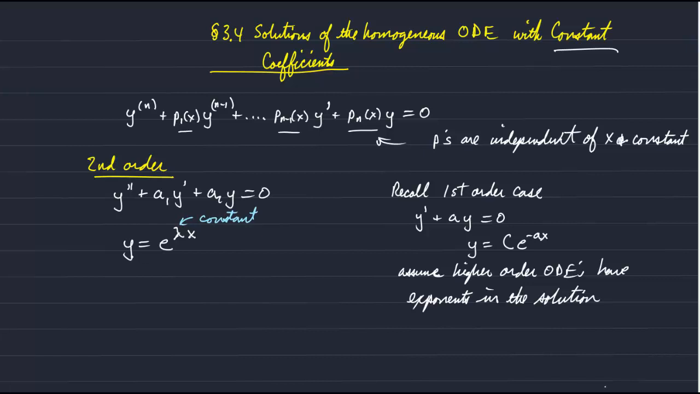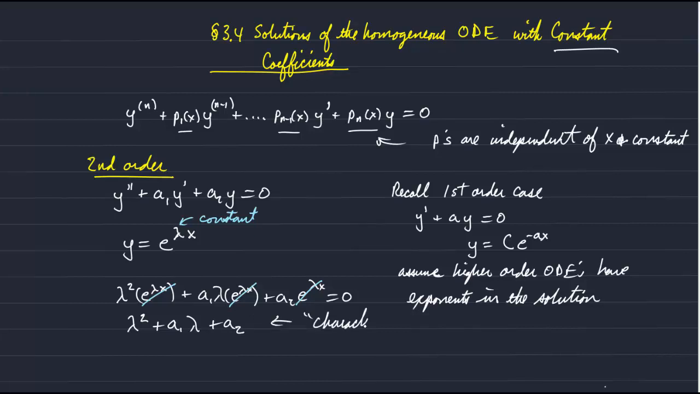And if we plug this into our equation, we see that y prime will be lambda e to the lambda x, and y double prime will be lambda squared e to the lambda x. And so we'll have a1 lambda e to the lambda x plus a2 e to the lambda x, and that's equal to 0. And you can see here that we can divide both sides by e to the lambda x, and we'll get what we call the characteristic equation. So that's lambda squared plus a1 lambda plus a2. And this is the characteristic equation for this second order ODE.